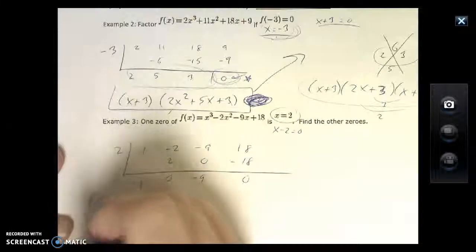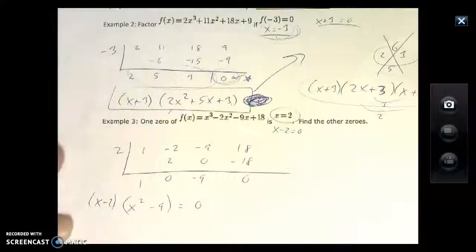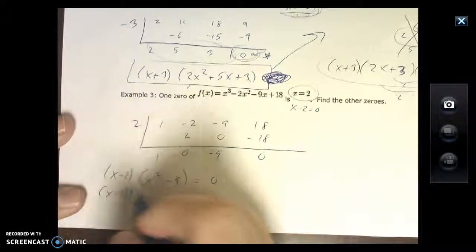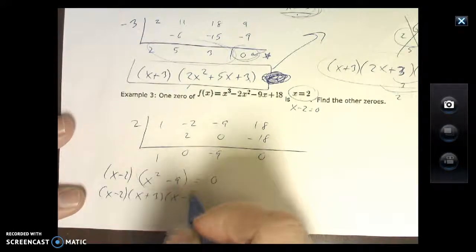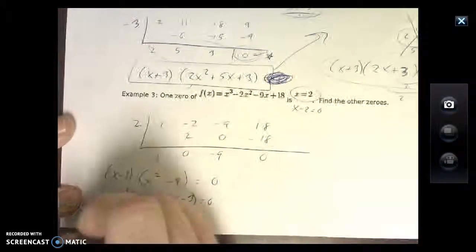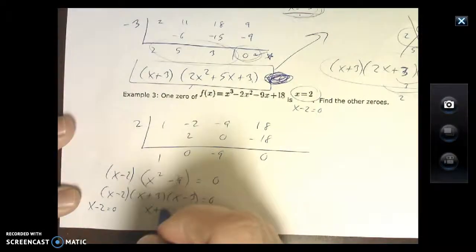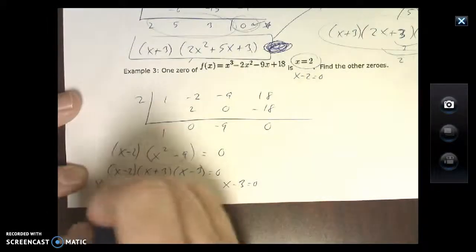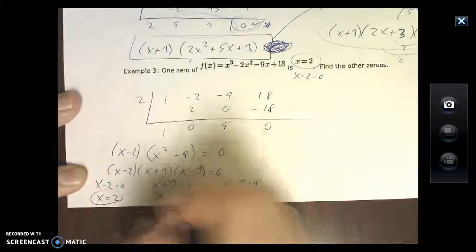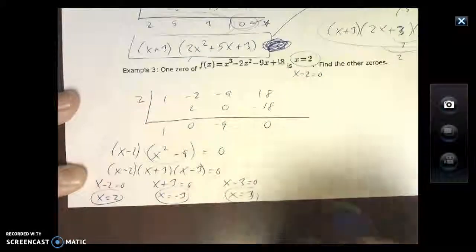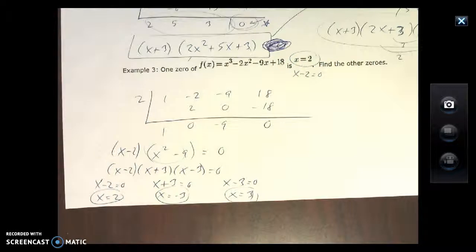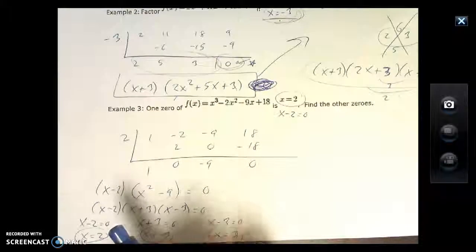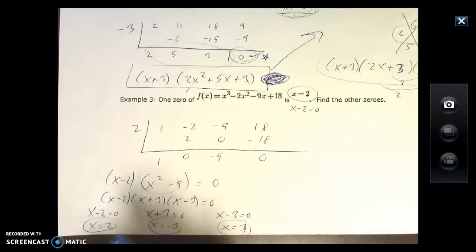My original one was x minus 2. I want to find all the other zeros. I can factor this as a difference of squares: x plus 3, x minus 3. Set them each equal to 0. X equals 2, x equals negative 3, x equals positive 3. It's going to take a little getting used to, but once you get this under your belt, it makes your life way easier than doing polynomial long division.